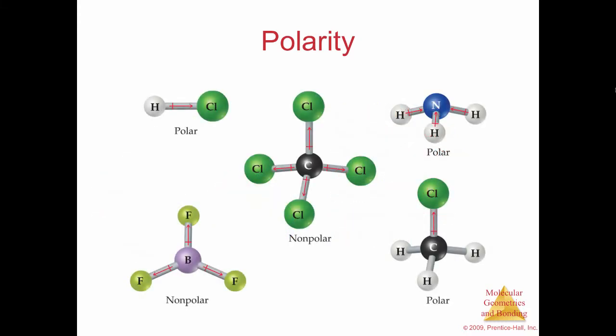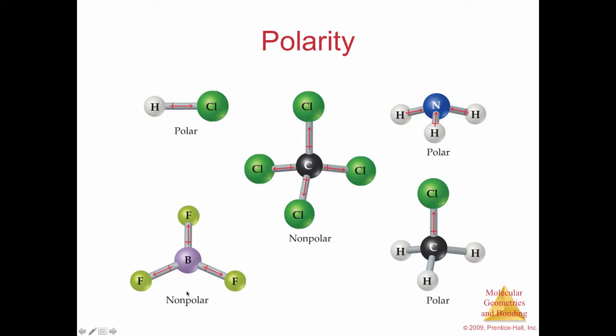Here are several examples of molecules. We can look at them individually. First, we have our HCl molecule, which is polar. It is linear, and the electrons are being pulled toward the chlorine. In the case of CCl4, even though there are four dipoles, they are all symmetrical and they cancel each other out, making the entire molecule nonpolar.